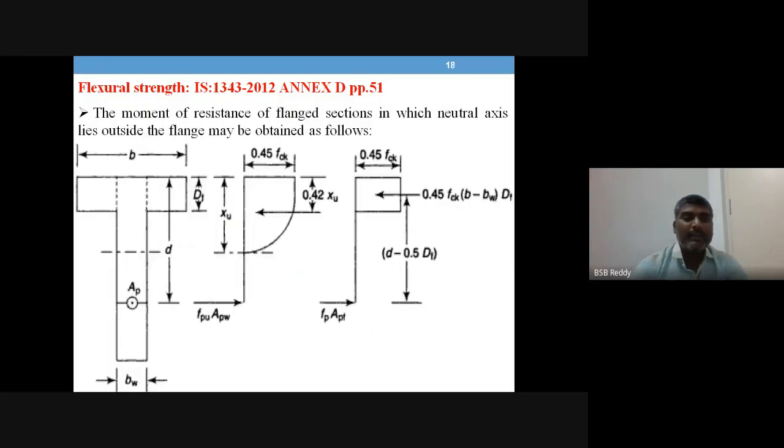Okay, right. Coming to the third case, what I was telling, the moment of resistance of flanged sections in which the neutral axis lies outside the flange, I mean in the web. So how do you deal with this? Just split the stress block into two, one exclusively for the flange, another for the web.